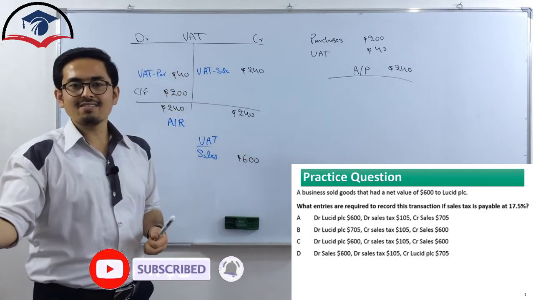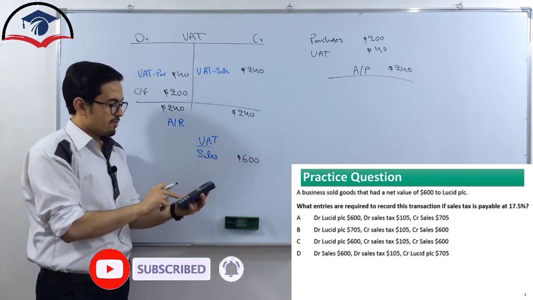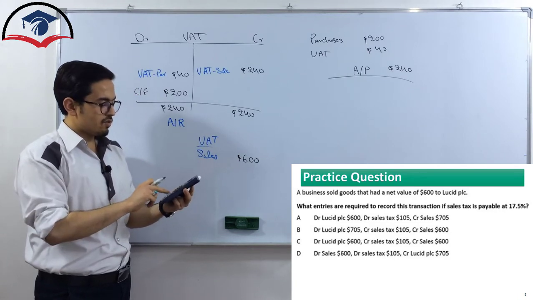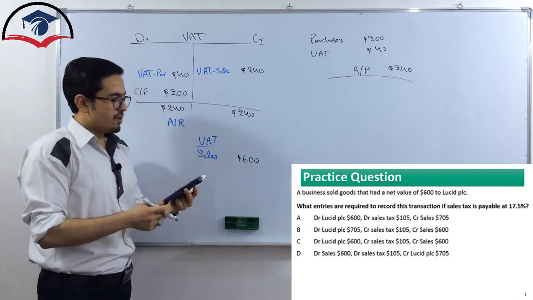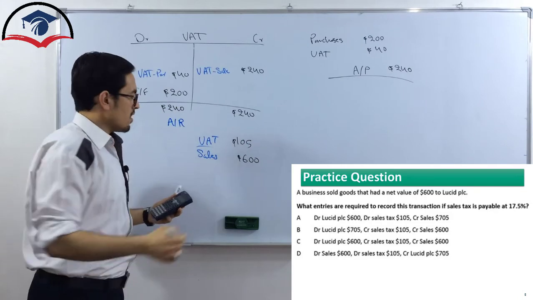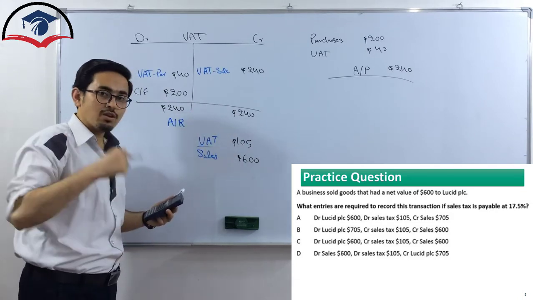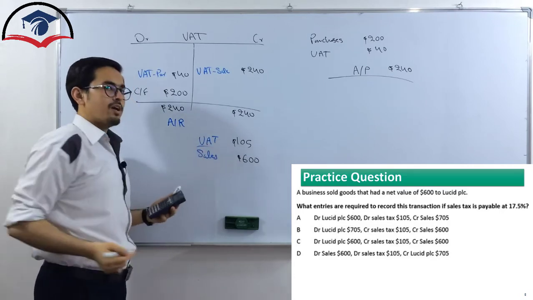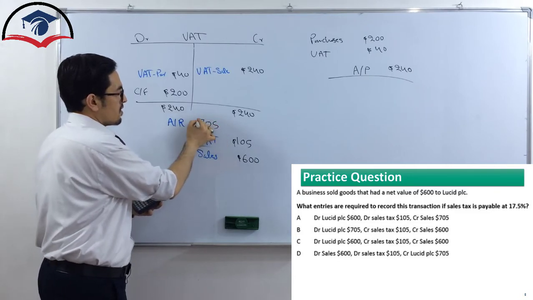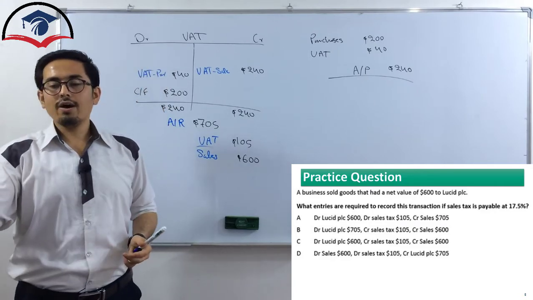What is the rate of tax? 17.5. You simply multiply the 600 multiplied by the rate of tax 17.5, which will result in $105. This is value added tax, and the total of this amount is receivable from the customer, and this is totally your responsibility now to transfer $105 to the government. The total is equal to $705. $705 is the amount receivable.